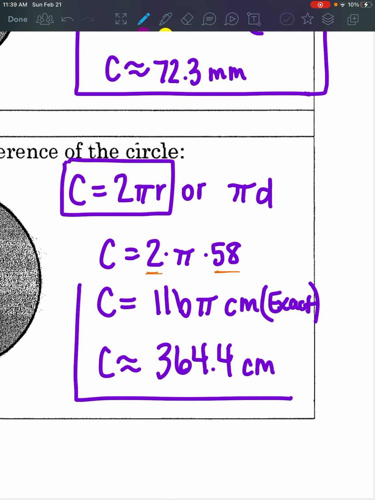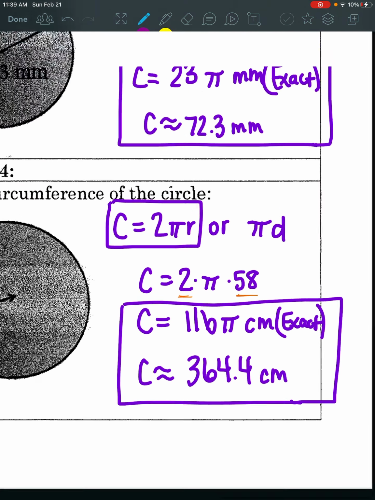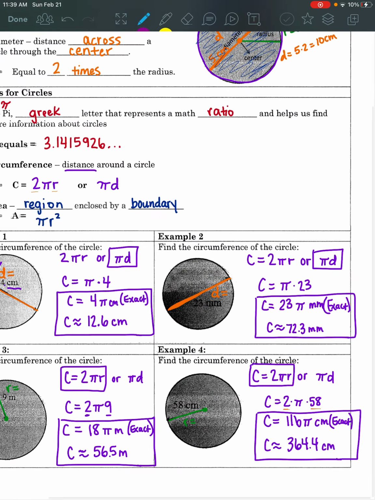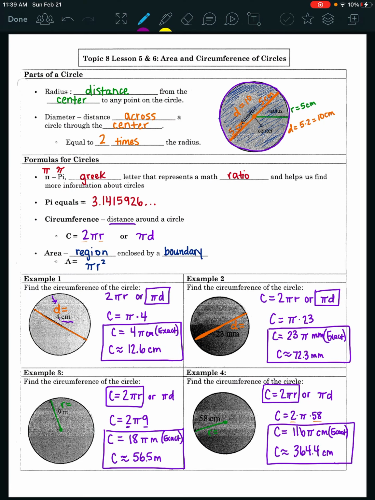So there those are. Please fix those if you missed them, and you can see how you did on those two. So that is circumference. I'm going to pause there for now, and we'll do area tomorrow.